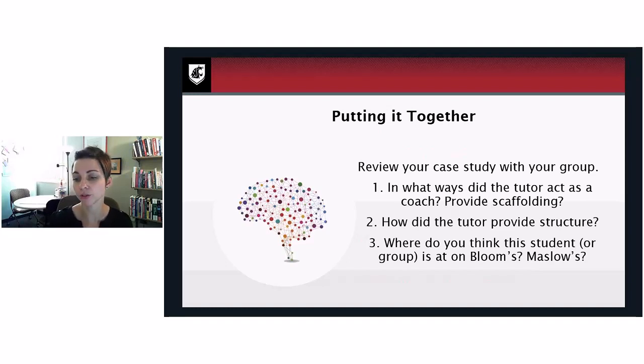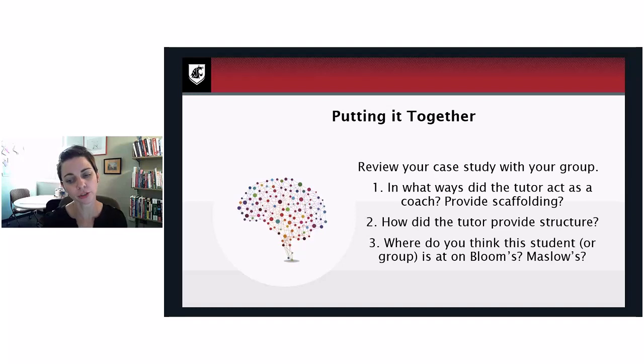And then how did the tutor provide structure, or how did they not provide structure, and what would you have done differently? And then where do you think this student or this group would fall on Bloom's taxonomy or on Maslow's hierarchy of needs? This question can be hard to answer because there's not often a lot of information. So try to ask, what do I know, or what can I assume based on what's here?